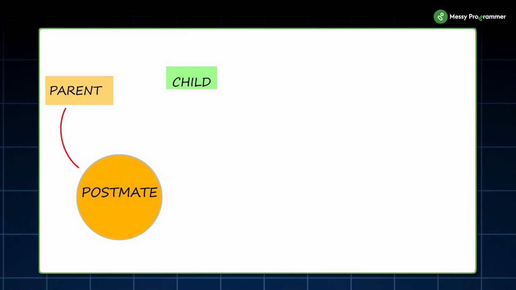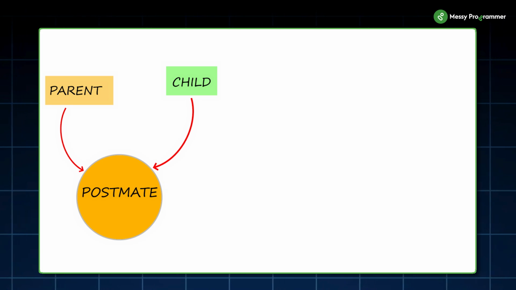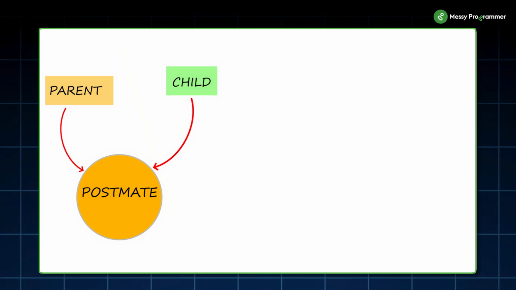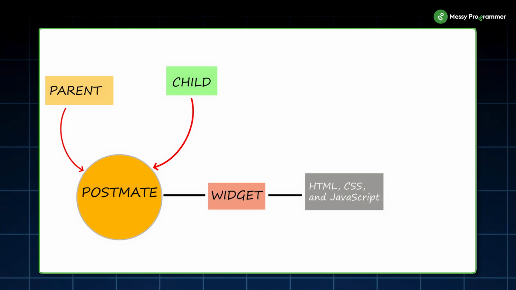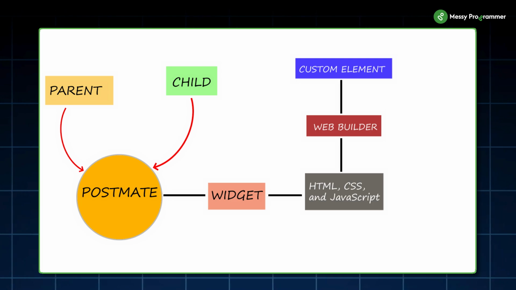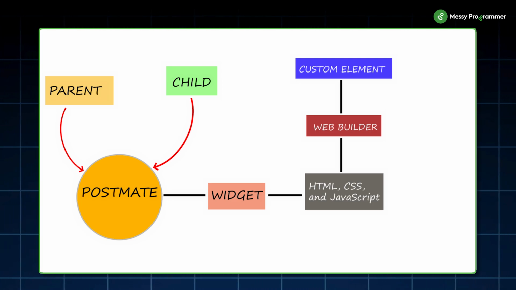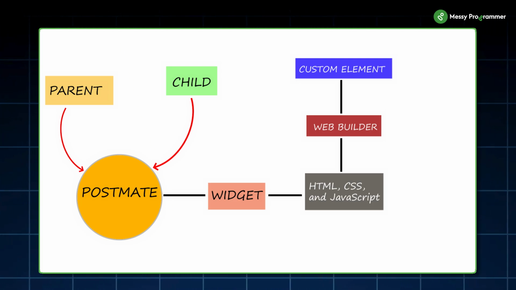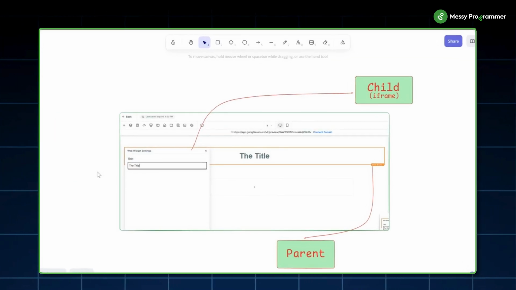Postmate actually handles all the handshakes and determines which one is the child and the parent. Once they trust each other, the widget can send HTML, CSS, and JavaScript to the web builder, and the web builder will be able to render the custom element. It's like having a secure phone line between two applications that normally don't trust each other. Alright, to make it simple for you guys, I'll freshly create a React application and walk you through each step so that you can understand and create your own custom GHL web widget.